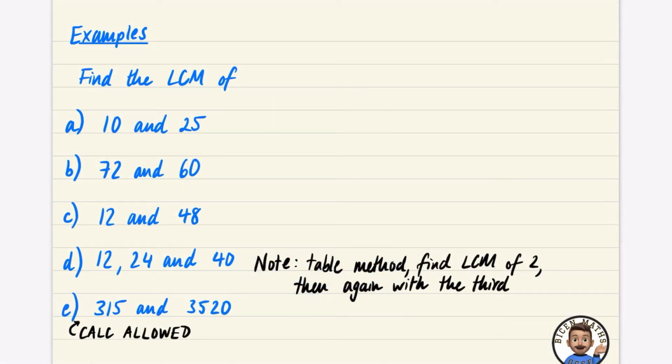Okay, so I'm now going to do some examples of finding the lowest common multiple of these numbers that we have here. And I'm going to do a variety of different methods just to show you that depending on what it is, you might like to use different things.